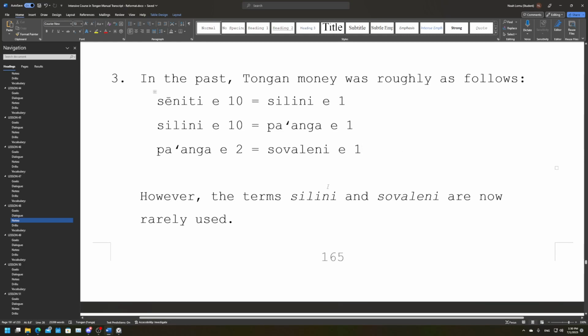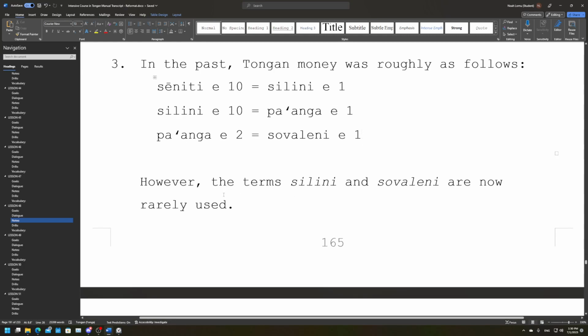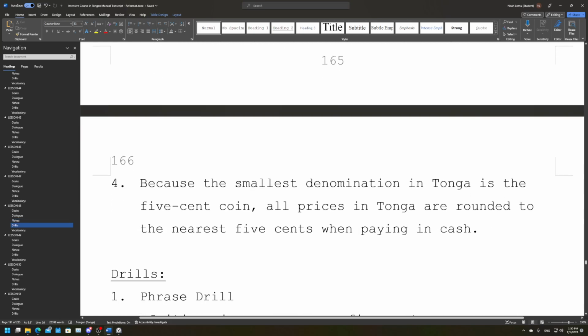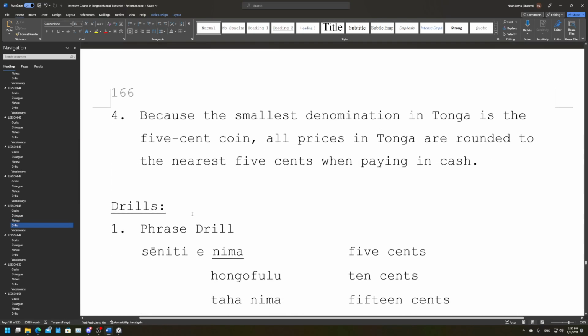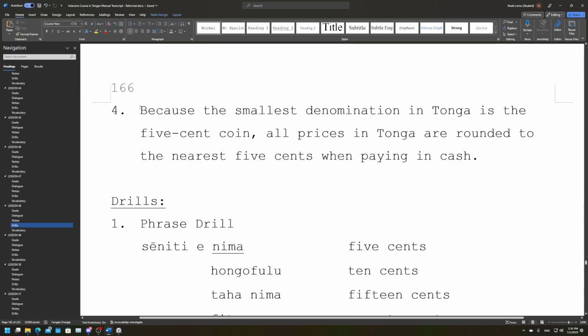So I've made a note here. However, the terms seline and sovaleni are now rarely used. Note 4 is entirely my own. There was no Note 4 in the original. Because the smallest denomination in Tonga is the 5-cent coin, all prices in Tonga are rounded to the nearest 5 cents when paying in cash. So I've gone through the whole lesson, and any time it said senite with a number that isn't a multiple of 5, I've removed that because you will never use that ever.